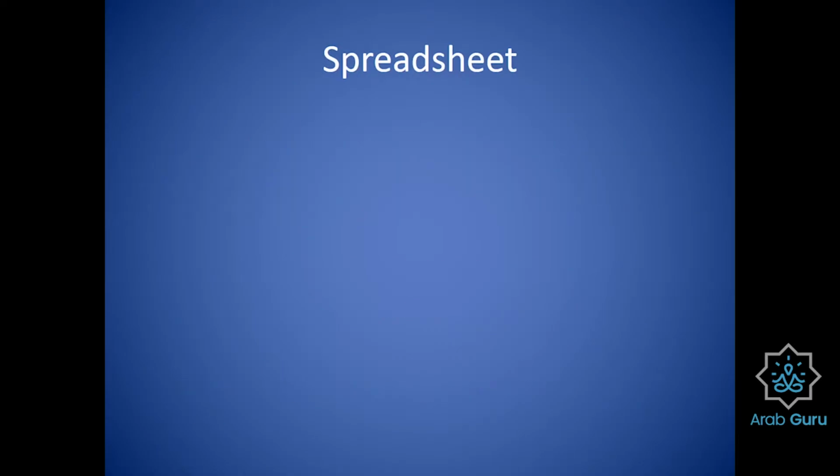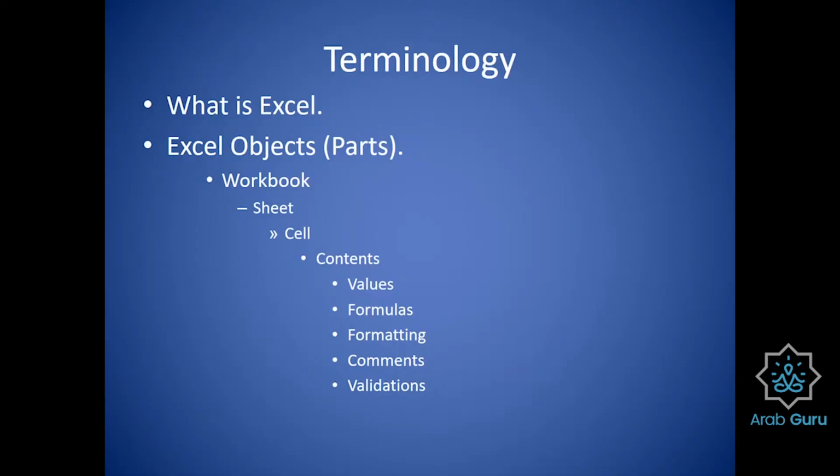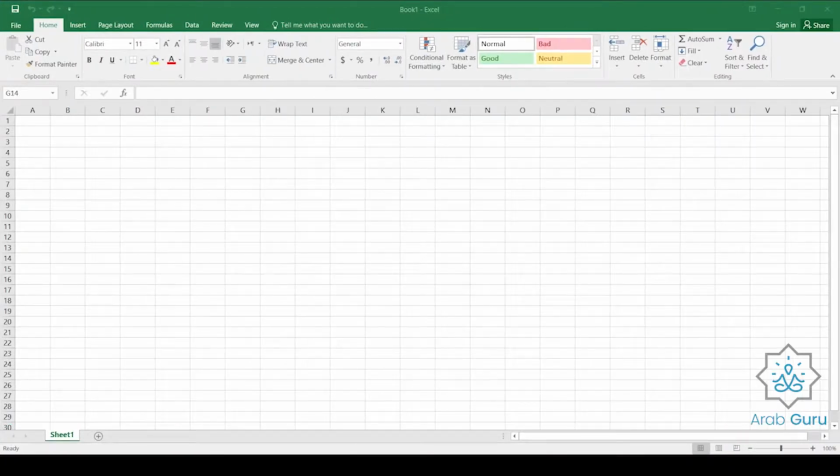Let's go back to the Excel objects. Actually, Excel, as we see it, contains many different objects. For example, it starts with something called a workbook. A workbook is this full screen with everything.